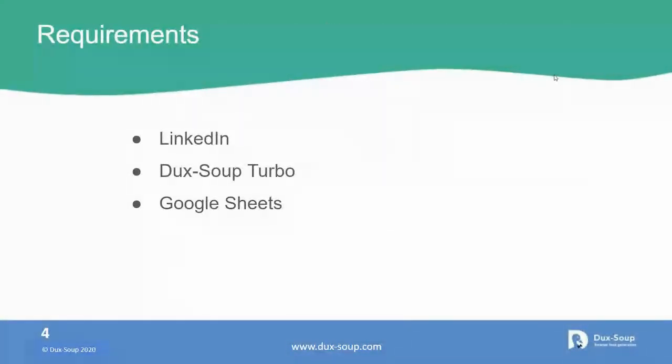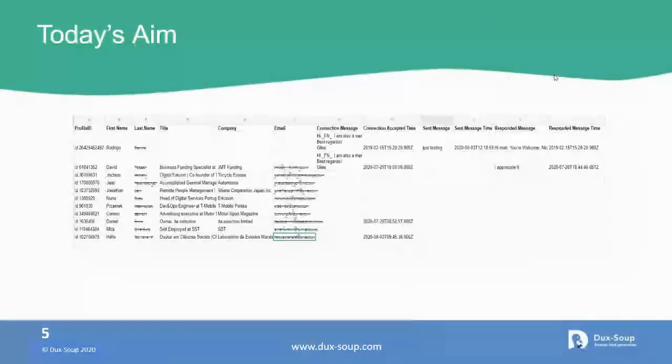What you need to be able to do this today is a LinkedIn account, a Dux-Soup Turbo account, and access to Google Sheets. We're going to step through each bit step by step and show you exactly what to do. And this is what we should end up with. I'll show you very briefly in a minute the webinar and the blog post from December.